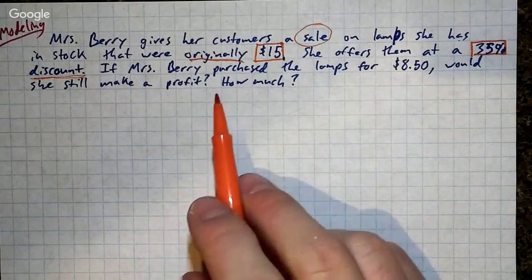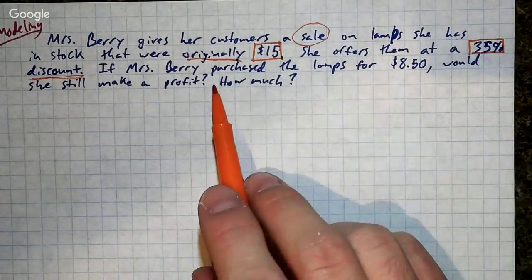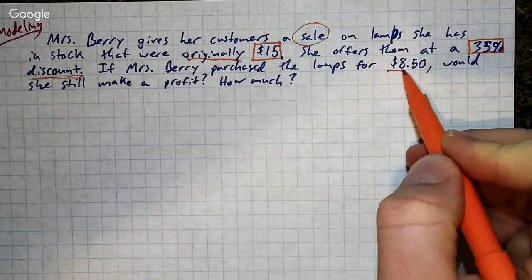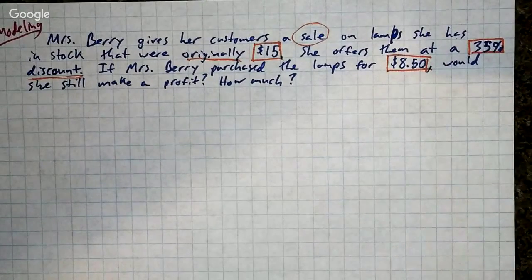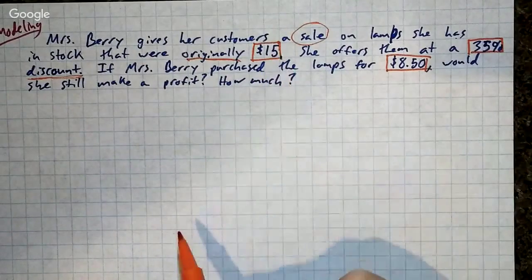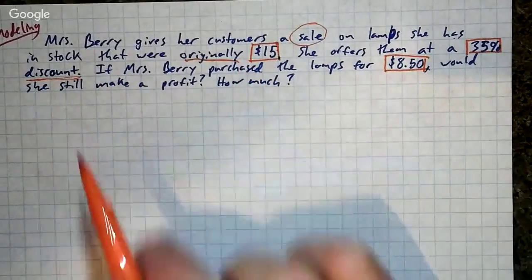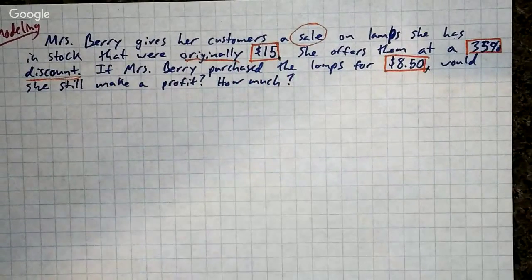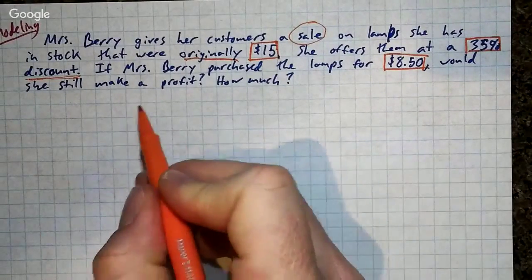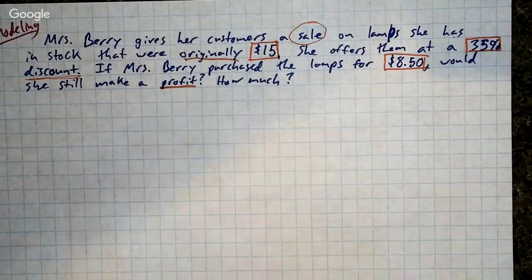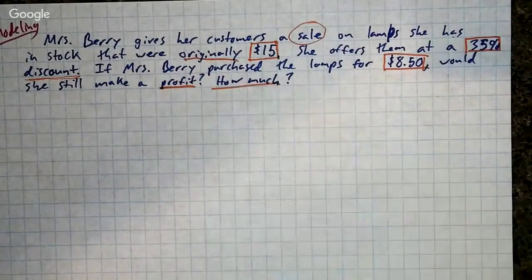If Mrs. Berry purchased the lamps for $8.50, now this is the wholesale. So this is the cost of them, right? $8.50 Mrs. Berry got them for. She was selling them at $15. So she had marked them up. Now she's marking these down. See how all this can get very complicated. So we want to make sure we take our time with this. Now, the main question is, would she still make a profit? Is she going to make money on this? And if she does, how much will she make?